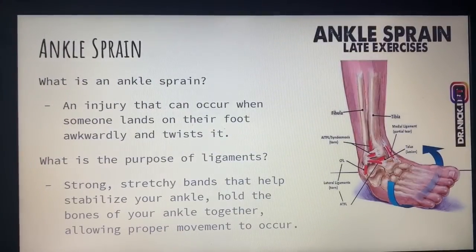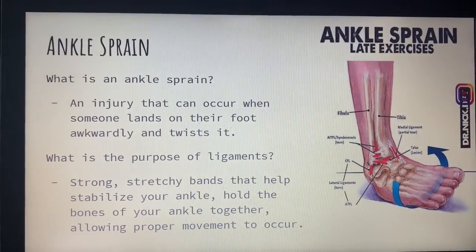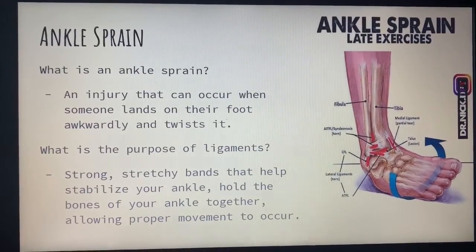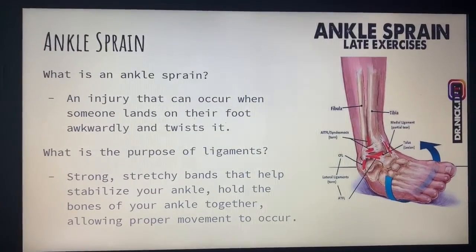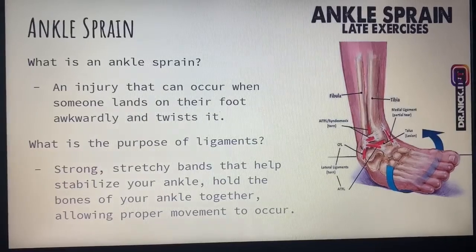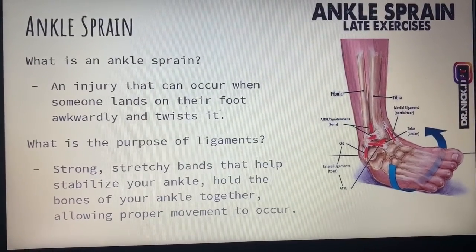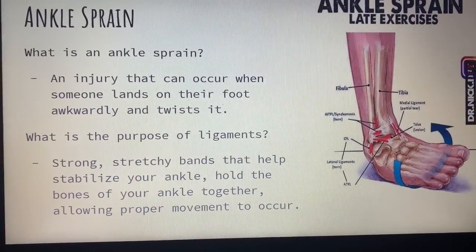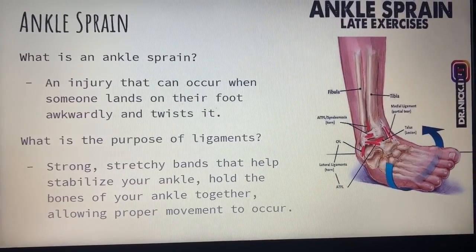The next injury is ankle sprain. So what is an ankle sprain? An injury that can occur when someone lands on their foot awkwardly and twists it. What is the purpose of ligaments in someone's ankle? Well, they are strong, stretchy bands that help stabilize your ankle while holding the bones of your ankle together, allowing for proper movement to occur.